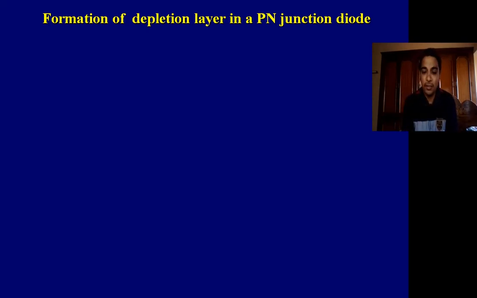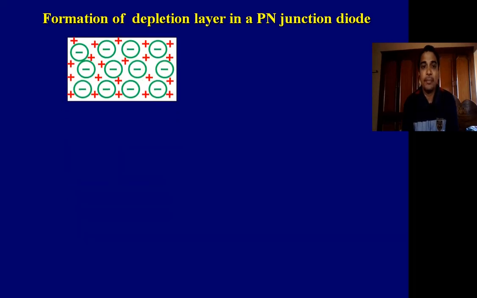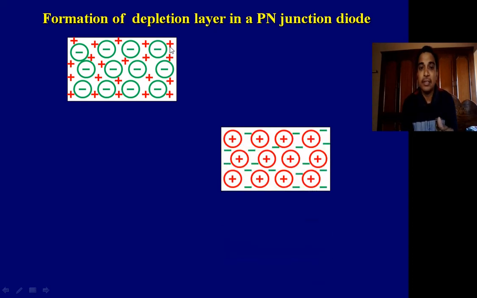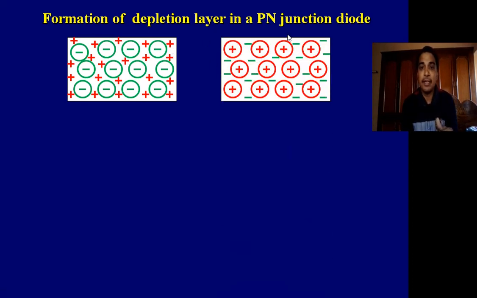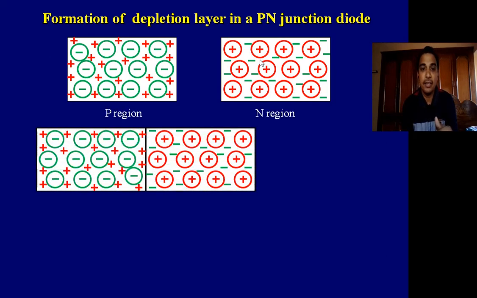Going to that, this is the p-type semiconductor. Here so many holes will be there, indicated with the plus symbol in red color. This is the n-type semiconductor, with the minus symbol in green color. So many electrons will be there. This is the p region, and this is the n region.